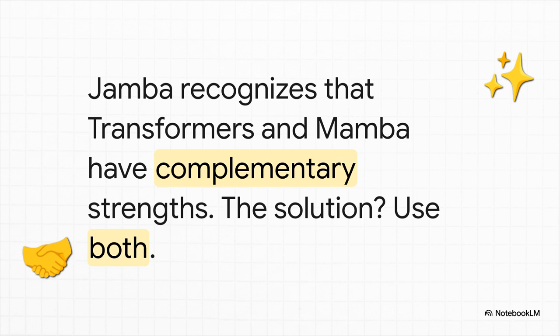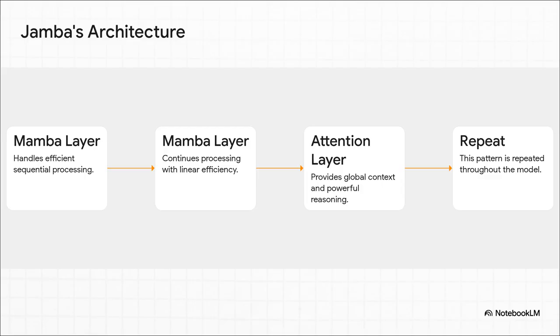So instead of trying to declare a winner, they asked a much better question. Why not use both? And this is how they pulled it off. It's so clever. They didn't just bolt a transformer onto a Mamba. They created this interleaved or layered architecture. Think of it like a sandwich.